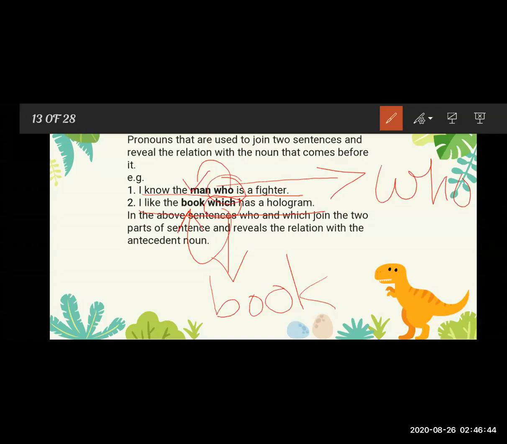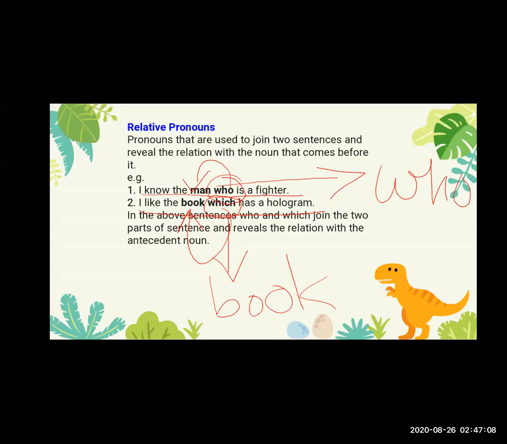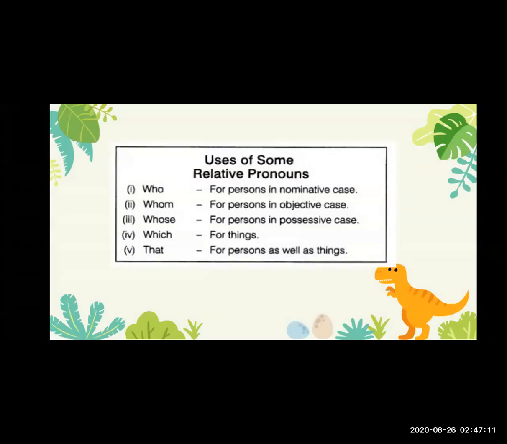Whenever these types of pronouns come in a sentence, at that time you have to identify that pronoun. So what is a relative pronoun? The pronoun which shows the relation with the noun in the sentence, that is a relative pronoun. Now next, here is a chart, and in this chart there are some uses of the relative pronoun.